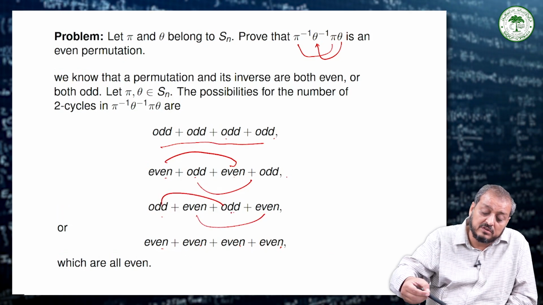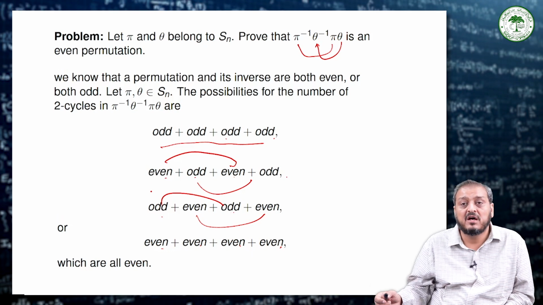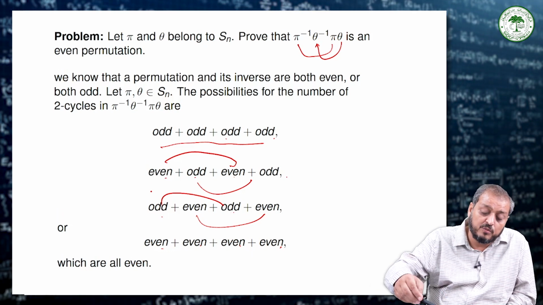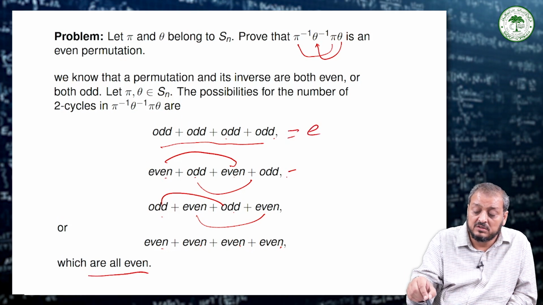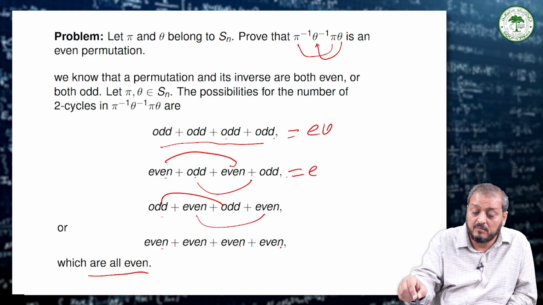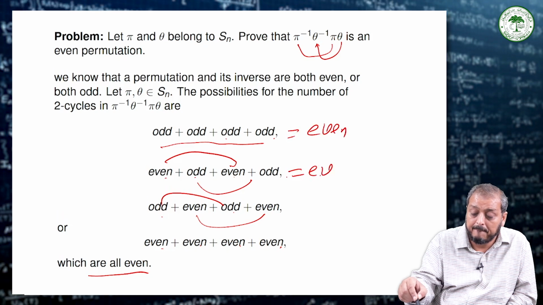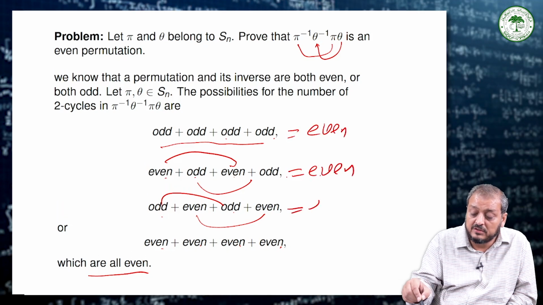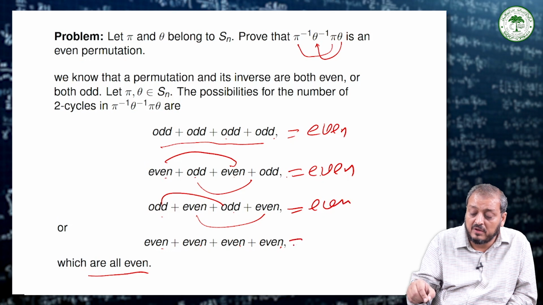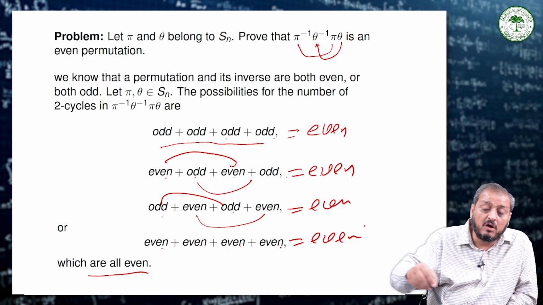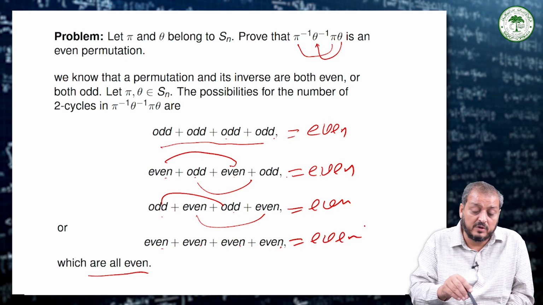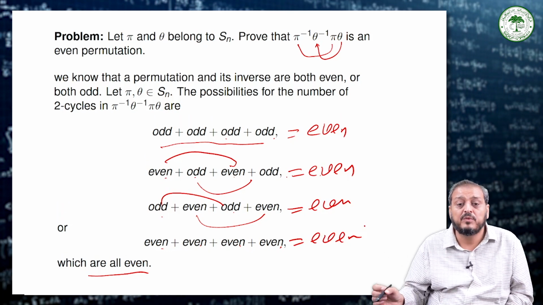So all these four possibilities are there, and in all four possibilities we get an even permutation. This is also giving even, this is also giving even. So in all four cases, this permutation should be even.